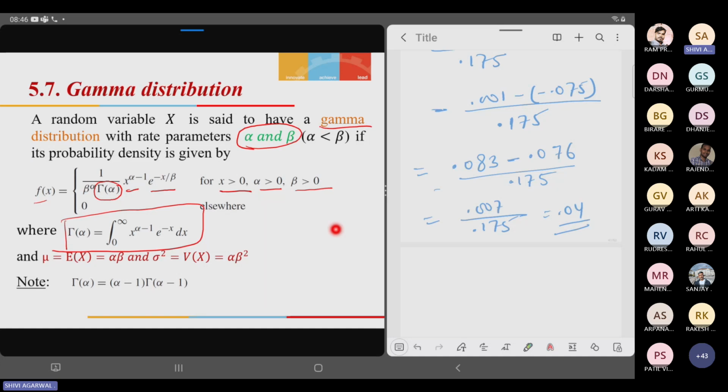Okay, we will see what we can do. So this is the formula for the gamma function of alpha. It is a gamma function where, if alpha is any number, the formula is alpha minus 1 times the gamma function of alpha minus 1.